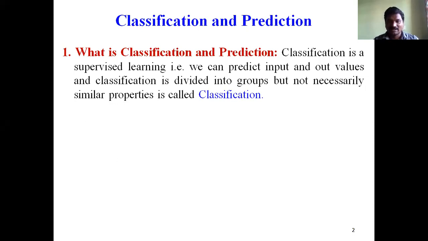Here, with the help of a training data set, the system will learn something. That's called supervised learning. Just like with the help of a teacher, the student can learn something. That's called supervised learning. Unsupervised learning. What is an unsupervised learning? Without a teacher, the student can learn something. That is unsupervised learning.